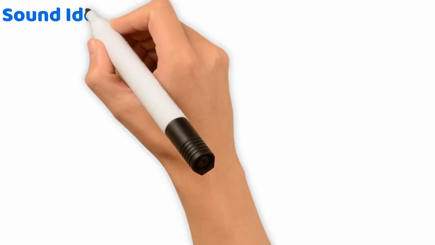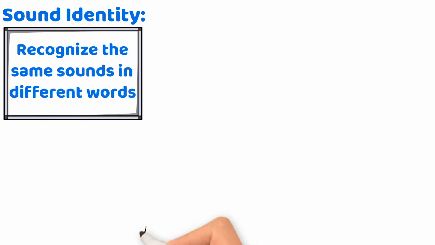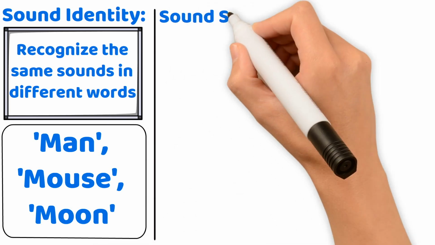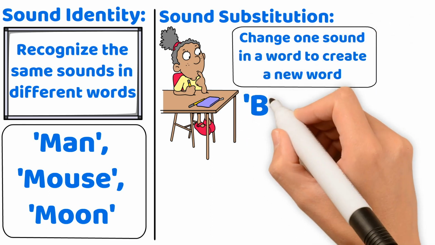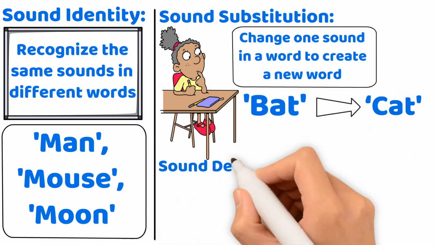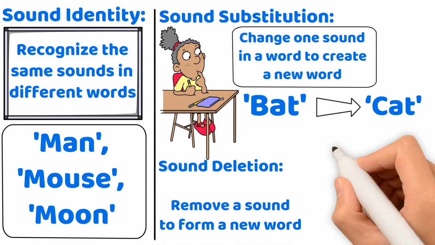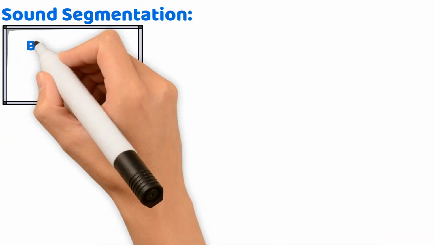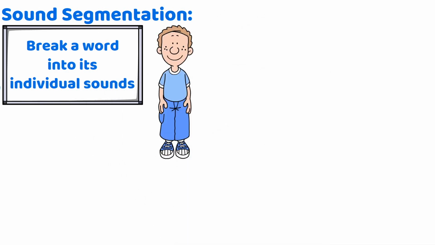Engage students in sound identity, teaching them to recognize the same sounds in different words. For instance, what sound is common in man, mouse, and moon? Answer, M sound. Substitution, helping students change one sound in a word to create a new word. Like, if you change the B in bat to C, what new word do you get? Answer, cat. Sound deletion, encouraging them to remove a sound to form a new word. For example, what word remains if you remove the S from star? Answer, tar. Sound segmentation, teaching them to break a word into its individual sounds, such as having the student articulate each sound in bat as B, A, T.